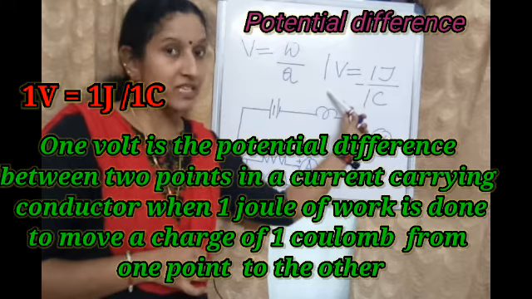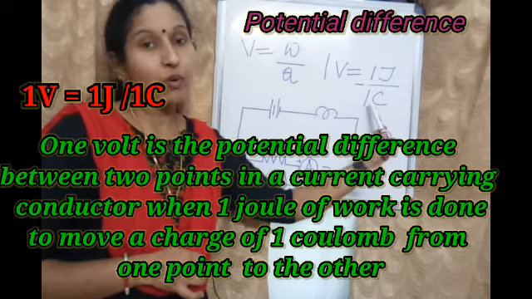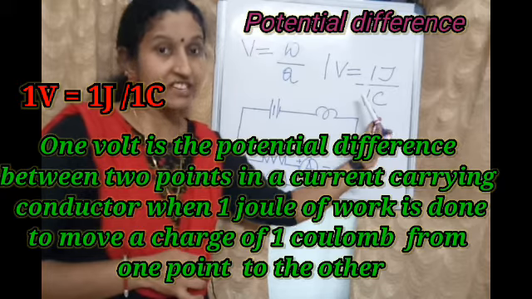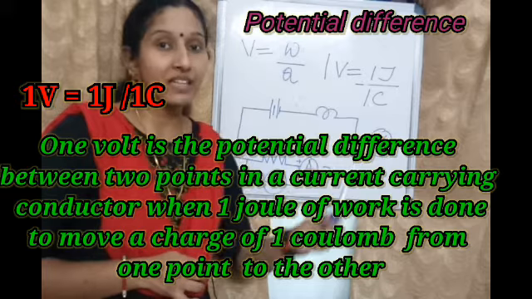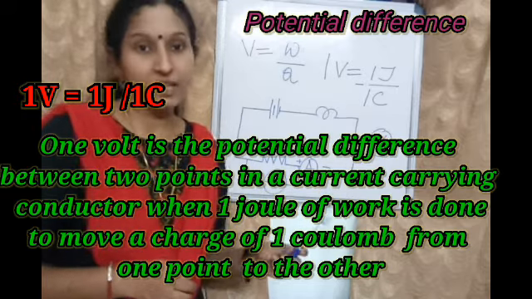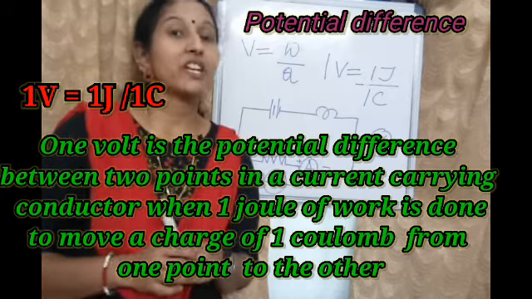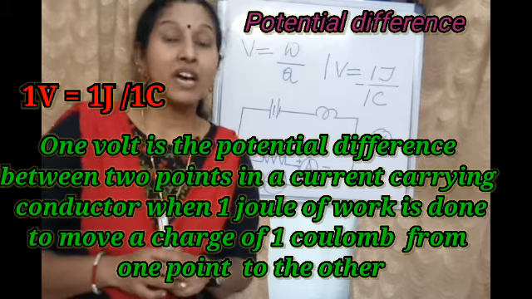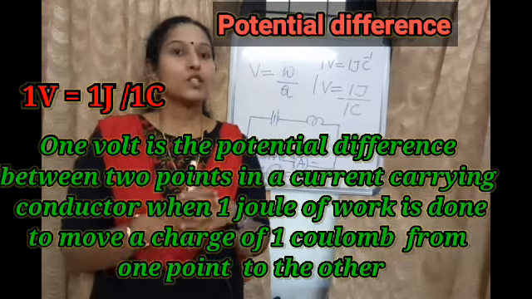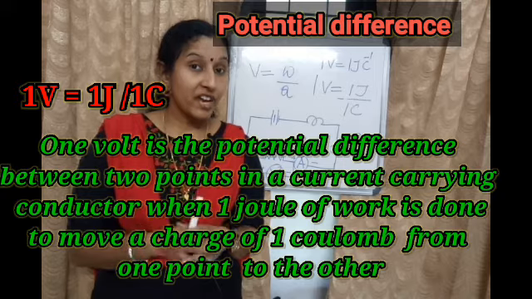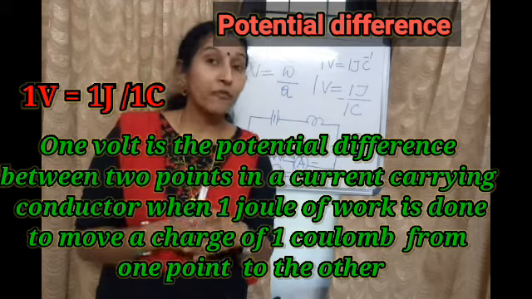So what is 1 volt? 1 volt is the potential difference when 1 joule of work is done to move 1 coulomb of charge from one point to other. 1 V equal to 1 J by 1 C. So 1 volt is the potential difference when 1 joule of work is done to move a unit charge of 1 coulomb from one point to other.